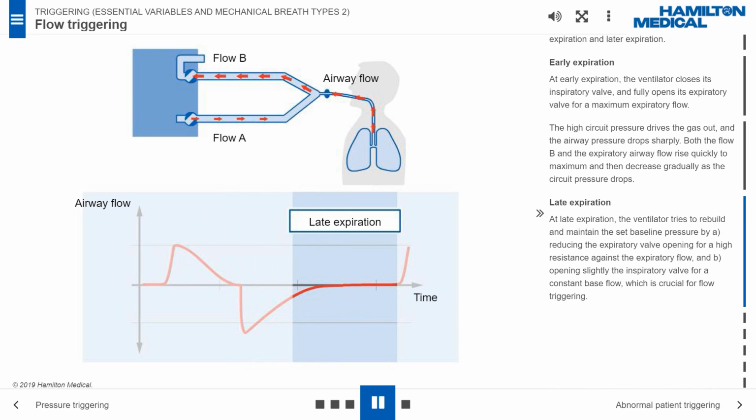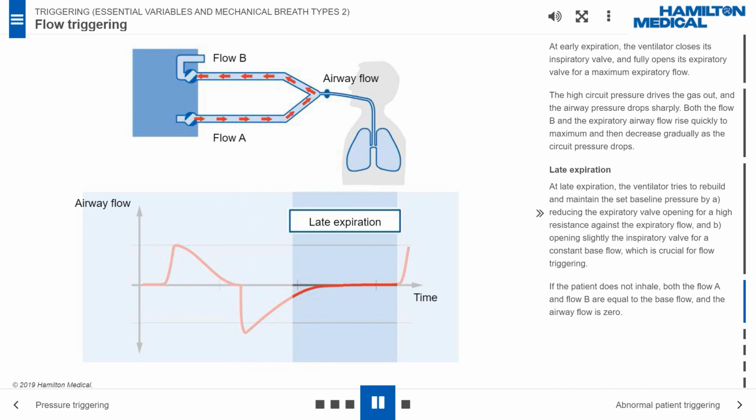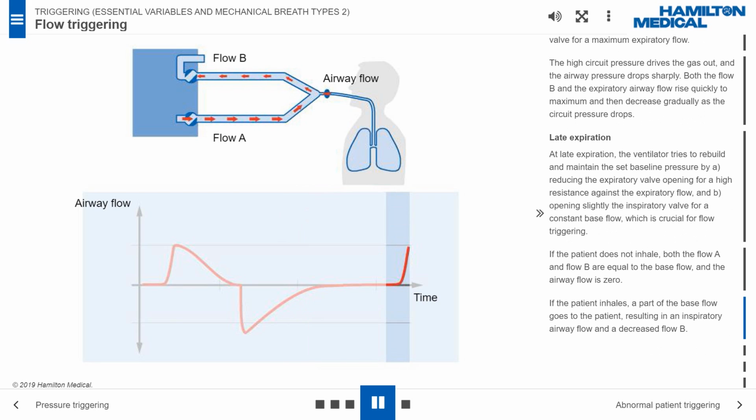Late expiration. At late expiration, the ventilator tries to rebuild and maintain the set baseline pressure by A, reducing the expiratory valve opening for a high resistance against the expiratory flow, and B, opening slightly the inspiratory valve for a constant base flow, which is crucial for flow triggering. If the patient does not inhale, both the flow A and flow B are equal to the base flow, and the airway flow is zero. If the patient inhales, a part of the base flow goes to the patient, resulting in an inspiratory airway flow and a decreased flow B.